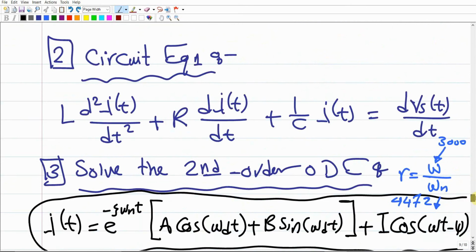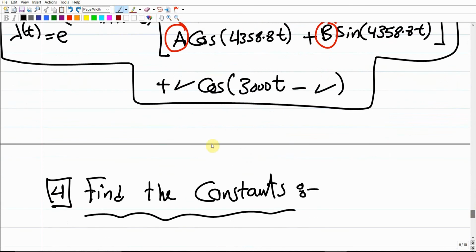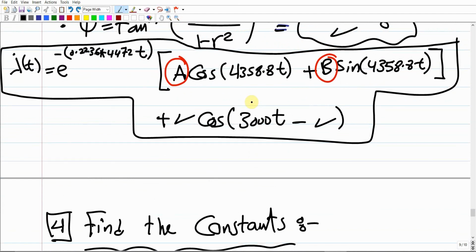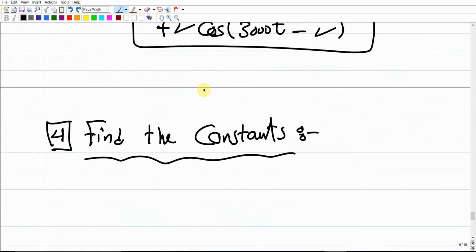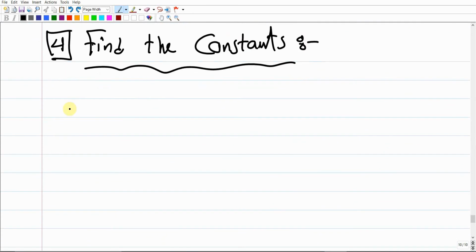There is no need to calculate step 4. You're just going to mention that this is a general solution of the current, and by applying the initial conditions, we can find the A and B constants, right? So to find these constants, we have to apply the initial conditions. Two initial conditions were provided to us. I of 0 was given as 0, and di of 0 was also given as 0.